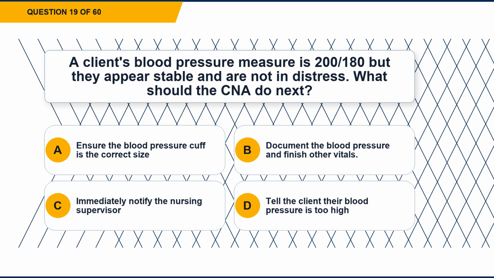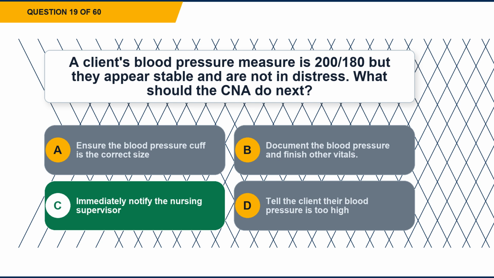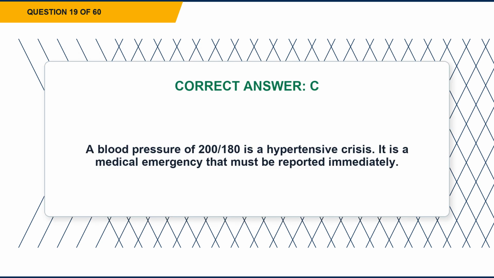A client's blood pressure measure is 200/180 but they appear stable and are not in distress. What should the CNA do next? Option A. Ensure the blood pressure cuff is the correct size. Option B. Document the blood pressure and finish other vitals. Option C. Immediately notify the nursing supervisor. Option D. Tell the client their blood pressure is too high. The correct answer is option C. Immediately notify the nursing supervisor. Explanation. A blood pressure of 200/180 is a hypertensive crisis. It is a medical emergency that must be reported immediately.